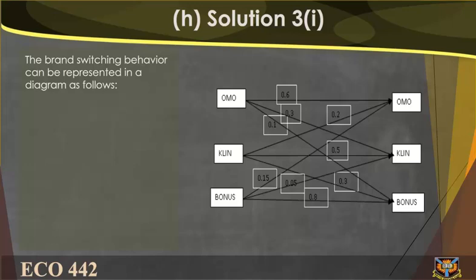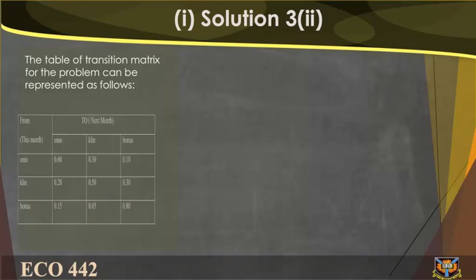H. Solution 3, part 1. The brand switching behavior can be presented in a diagram as follows. See diagram. Solution 3, part 2. The table of transition matrix for the problem can be presented as follows. See table.